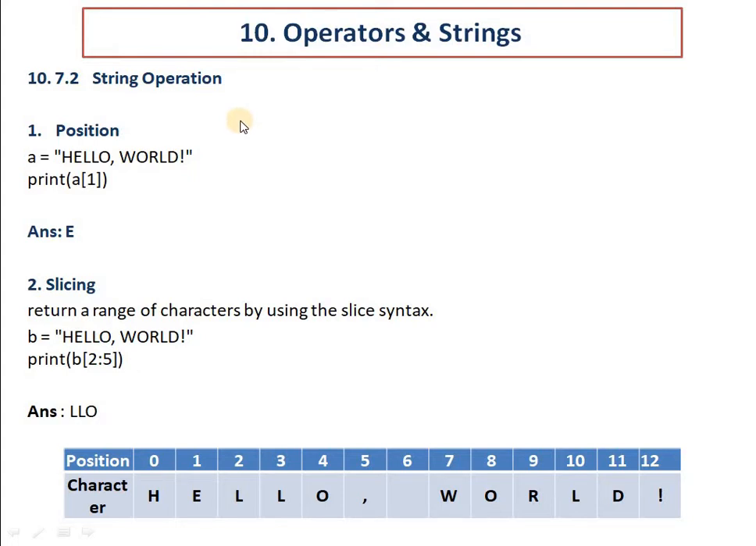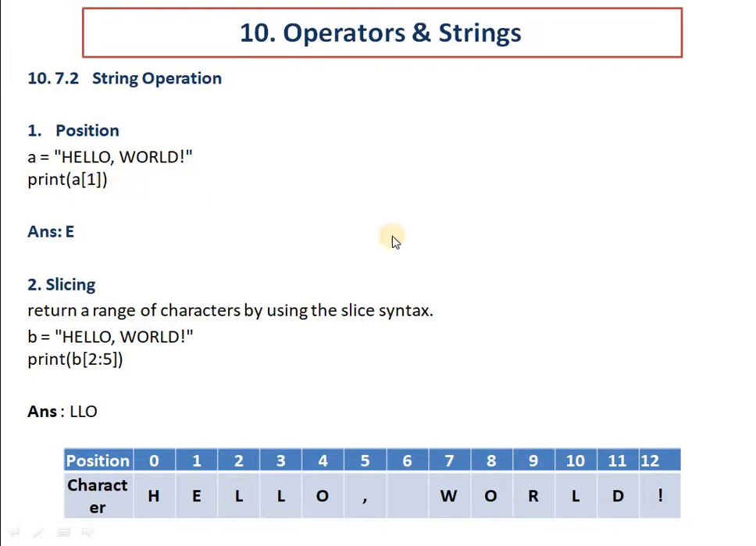Let us discuss in detail about various operations that can be done with strings. The first operation I would like to call position based operations. I am assigning A is equal to hello world. So hello world is the string that is stored into the variable A. I am telling print A of 1. I am giving an index value here, A of 1.